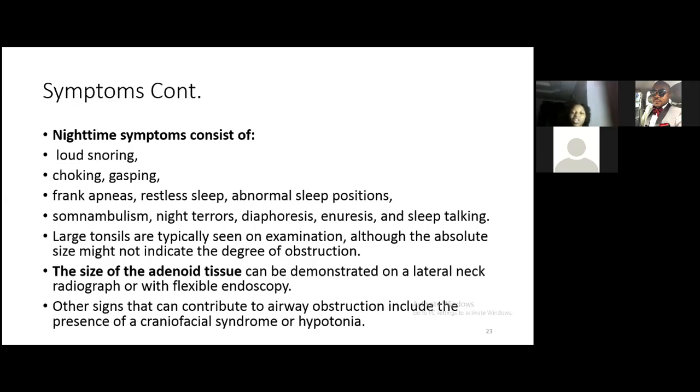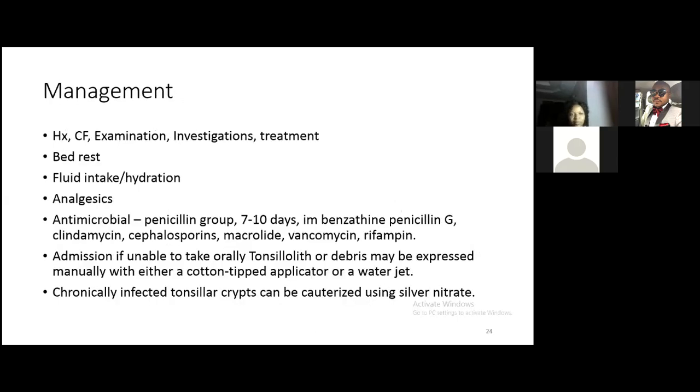Now, when you check on examination, the tonsils are usually enlarged, but in some cases, they might be unilateral. You could see some features of obstruction. The size of the adenoid tissue can be demonstrated on a lateral neck radiograph or with a flexible endoscope. Other signs that can contribute to airway obstruction include the presence of craniofacial syndrome or hypotonia.